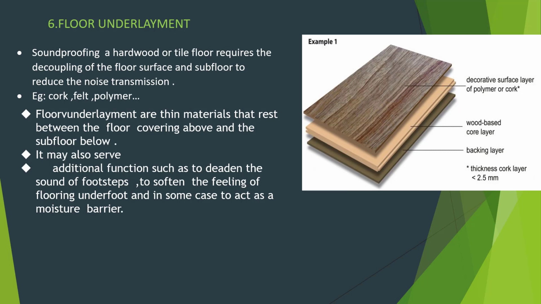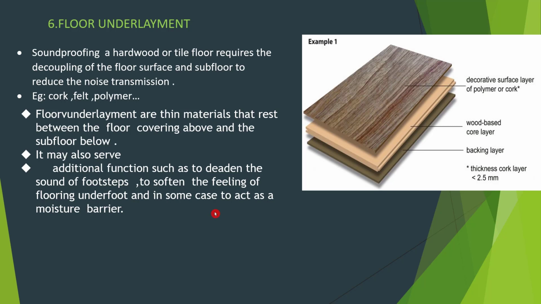So next one is the floor underlayment. That means some material is kept below the floor. So you can see the figure here, a decorative surface layer of polymer is here, a wood based core layer, backing layer and thickness of core. So this arrangement of materials will reduce the sound. So soundproofing a hardwood or tile floor requires the decoupling of the floor surface and subfloor to reduce the noise transmission. So the floor underlayments are thin materials that rest on the floor covering above the subfloor, and they serve additional functions such as to deaden the sound of footsteps. So while walking the sound will be reduced, soften the feeling of the flooring underfoot, and in some cases to act as the moisture barrier.